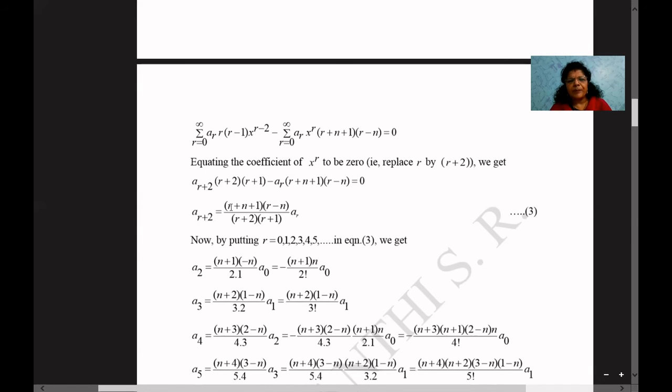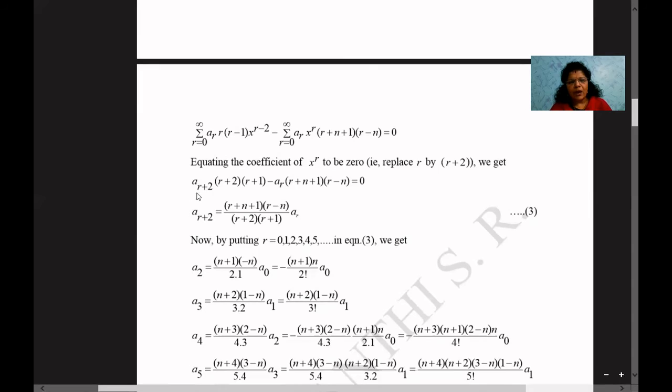So what will you get? A3 is equal to, r is 1: 1 plus n plus 1 is n plus 2, the first term; 1 minus n, the second term; 1 plus 2 is 3, 1 plus 1 is 2, so 3 into 2 into A1. Correct? The numerator I have written as it is. The denominator 3 into 2 I have written as 3 factorial. Correct? 3 into 2 into 1 is 3 factorial into A1.